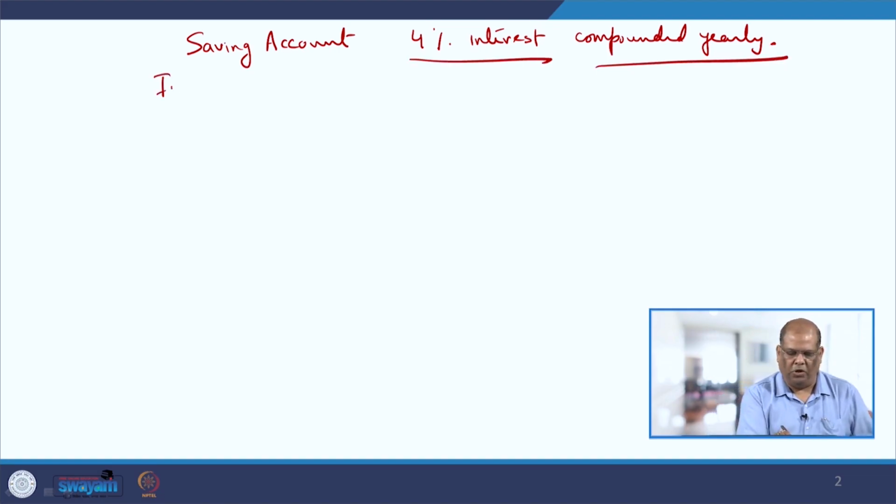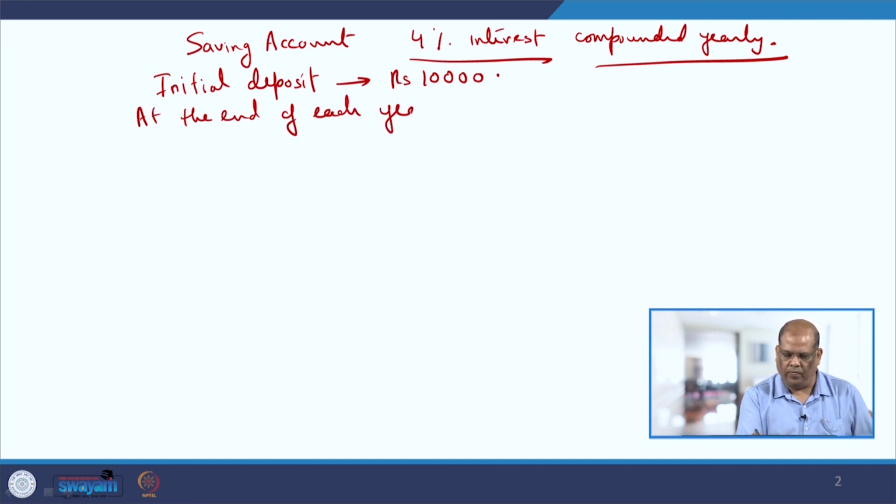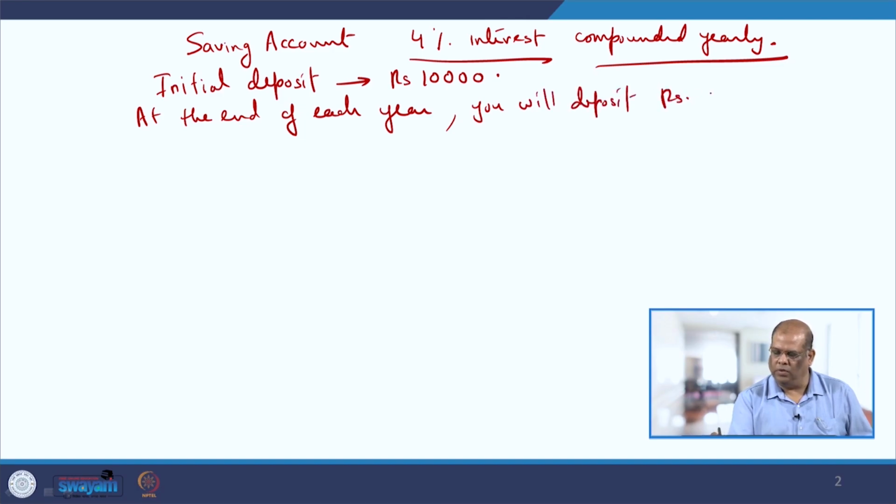So, you make an initial deposit of say rupees 10,000 to start with, and you say that at the end of each year you will deposit rupees 5,000. So, the bank says okay. The interest will be added, and then at the end of next year whatever the amount is, we will again give interest on that because it is compounded yearly.